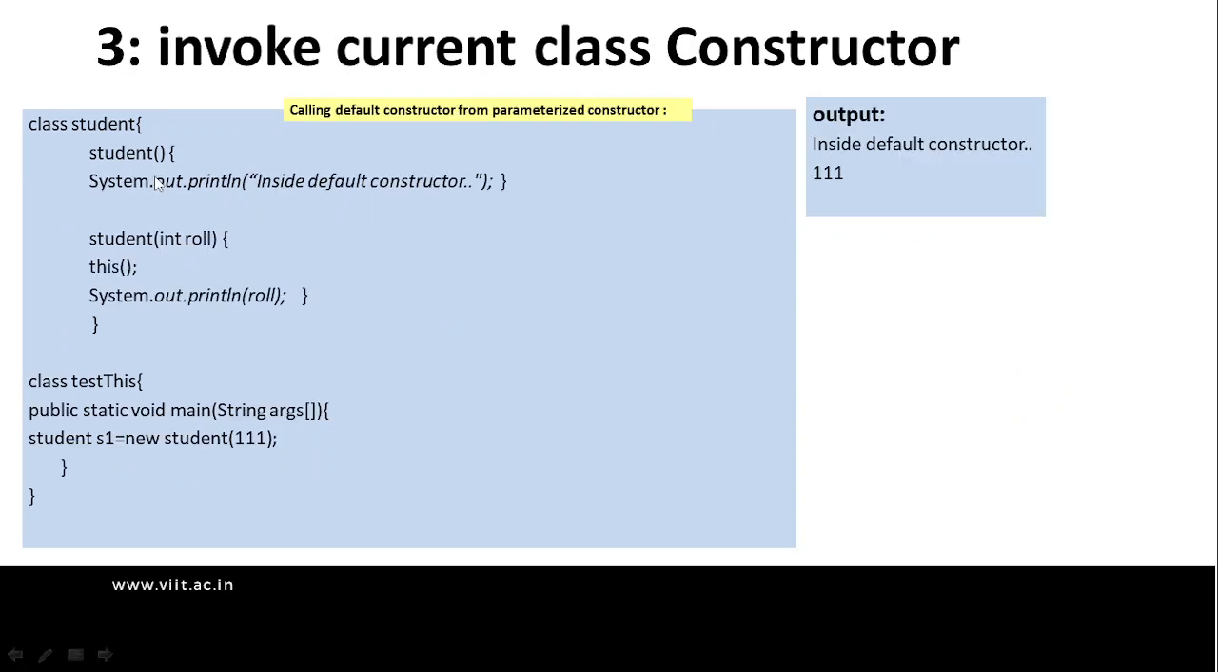So the third use is in our current class constructor. Again, in this case, the student class has a default constructor, and then a single parameter constructor. To call the default constructor of the current class, we can use this.